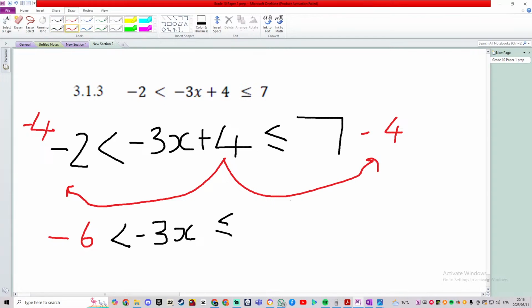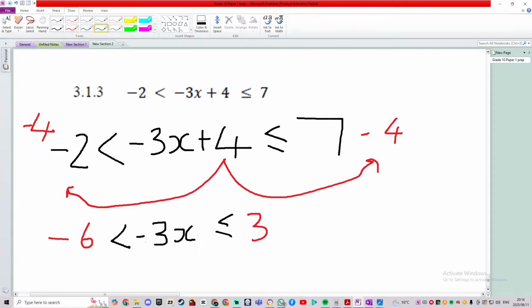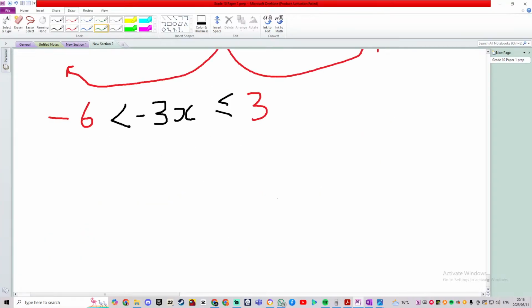7 minus 4 is 3. And now you need to solve for x. Now there's a very important inequality rule that's going to come up. Because to solve for x, we need to divide by negative 3. Now in inequalities, you divide by negative 3 on all sides, please. There's a very, very important rule that when you divide by a negative number, the direction of the inequality will change.